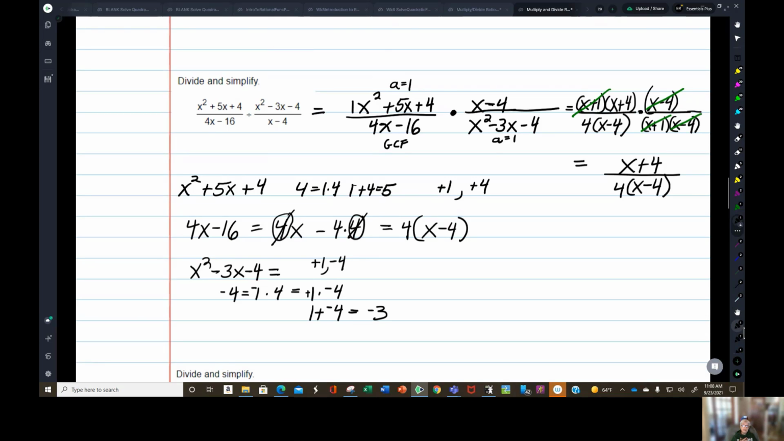I have found that, just speaking for myself, I make fewer mistakes if I go ahead and do this step, change the division sign to a multiplication sign, and then flip the second fraction. I personally make fewer mistakes if I do that first and then do my factoring. But you'll find out as you go along which methods are better for you.